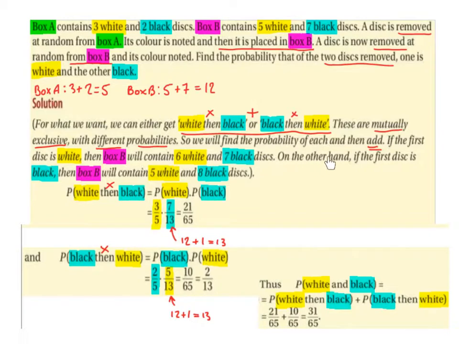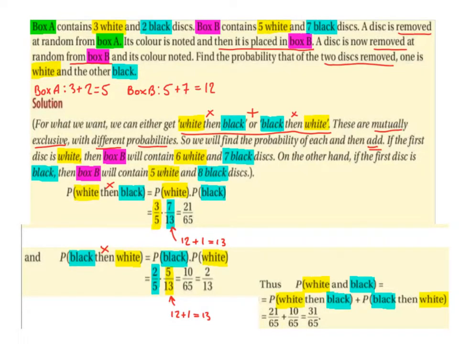discs. On the other hand, if the first disc is black, then box B will contain 5 white and 8 black discs. So remember, a disc is removed at random from box A. Its colour is noted and then it is placed in box B. And box B originally had 5 white and 7 black discs.